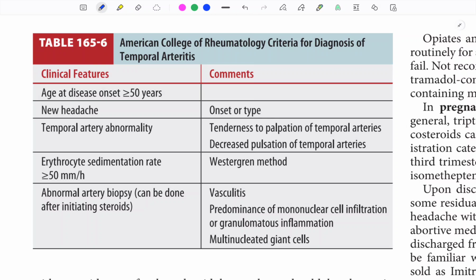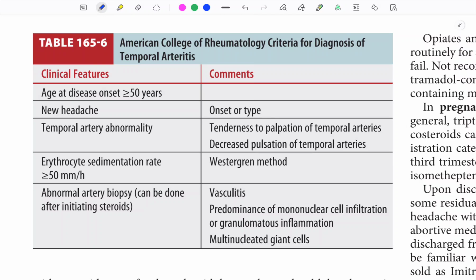You can use a temporal artery biopsy. In fact, there are skip lesions as well, so you need to get at least a 2 centimeter sample of the temporal artery. But you don't need to delay treatment for this, because if you delay treatment, it is vision threatening. So you need to start steroids ASAP if you suspect temporal arteritis. There is tenderness to palpation, decreased pulsation. On histopathology you will see vasculitis, mononuclear cell infiltration, multinucleated giant cells.